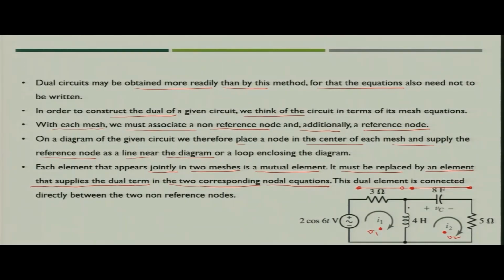So, it must be replaced by an element that supplies the dual term in the two corresponding nodal equations. This is the element which is connected between two meshes. So, what would the dual of this be? The dual of this is a capacitor. Since it is connected between two meshes, in the nodal case it will be connected between two nodes. So, you can simply connect these two nodes through one capacitor.